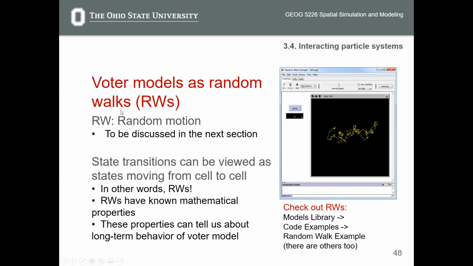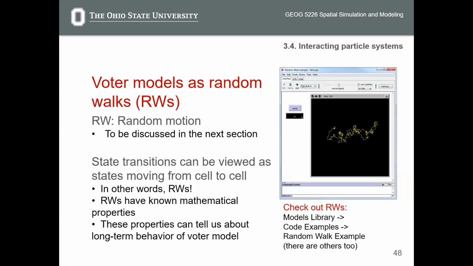Random walk is the main character of the next chapter. Okay, random walk, and state transitions can be viewed as states moving from one cell to another cell, which means you can consider a specific cell as a walker, right? It is going to walk through the space from a starting point, of course, and following specific rules. It is going to walk within the space.